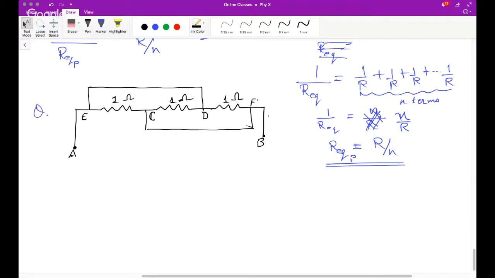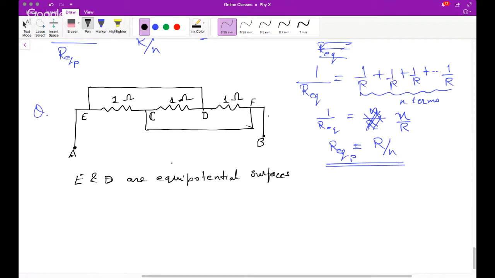They are the same, but how? What do you mean by they're the same? That means there is no resistance in between. So hence we say E and D are equipotential surfaces. Yeah, zero resistance. Very good. And similarly, C and F are equipotential.